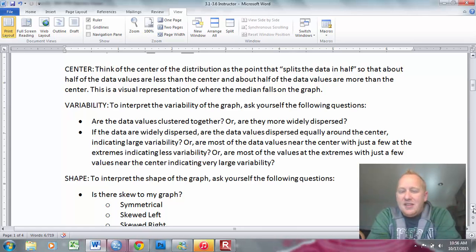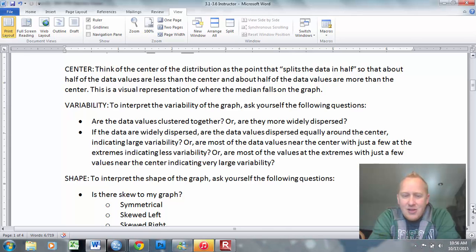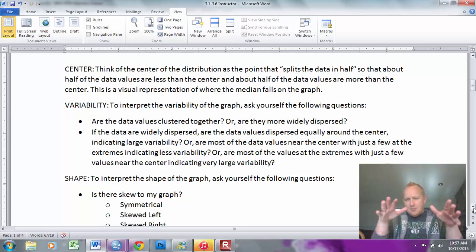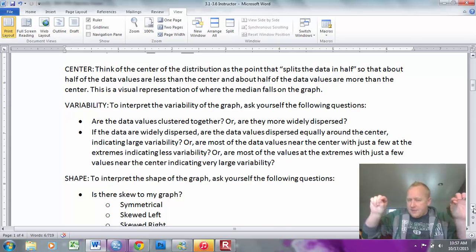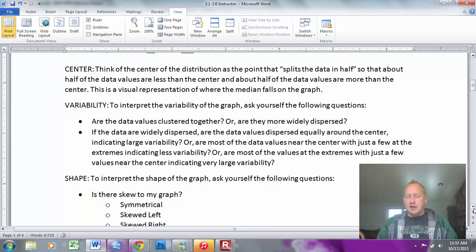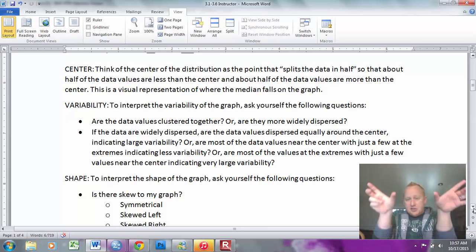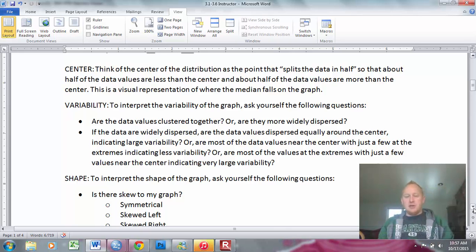If the data are widely dispersed, are the data values dispersed equally around the center, indicating large variability, or are most of the data values near the center with just a few extremes, indicating less variability, or are more of the values at the extremes with just a few values near the center, indicating very large variability? So the more data points that are clustered together, the smaller the variability, even if you have a couple little guys out here on either side. But if we have a bunch of data on the outside with not very much in the middle, that's going to be a lot of variability.